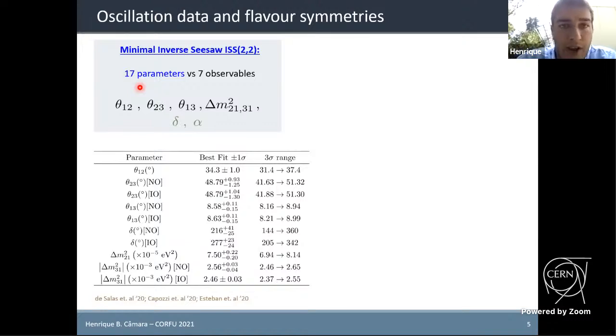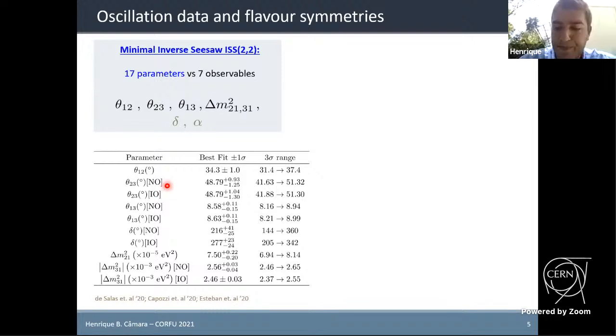Once we perform the parameter count in the M_S diagonal basis, inverse seesaw 2-2 provides a priori 17 parameters. And this must be compared to the 7 observables we are going to have, which are namely the two neutrino mass squared differences and the observables that parameterize the lepton mixing matrix, which are the three mixing angles, a Dirac charge parity violating phase delta, and a single physical Majorana phase alpha, since in inverse seesaw 2-2 we have a massless neutrino.